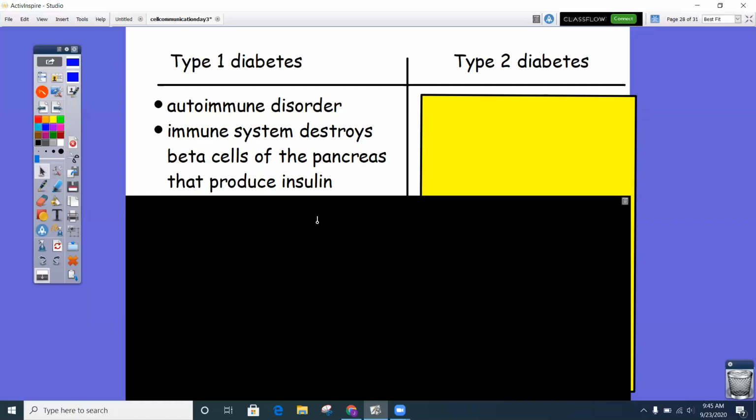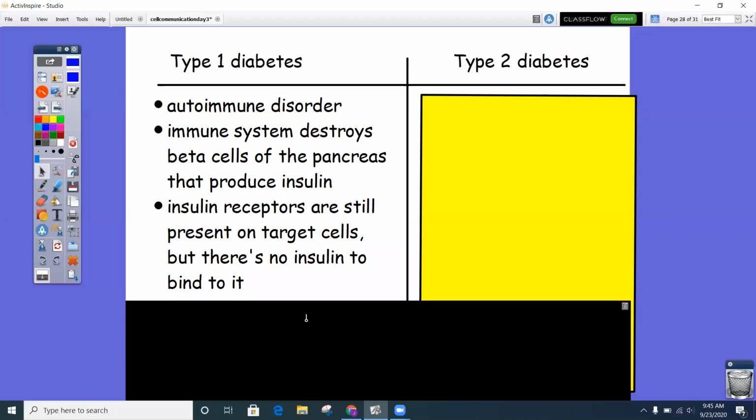This typically doesn't happen right away. That's why you're not typically diagnosed with this at birth, but it usually happens at about age 7 to 10. Okay, notice insulin receptors are still present on target cells. Okay, so the receptors are still there, but your body's not making insulin that can bind to it. Okay, so that is the problem with the cell communication. That's the big thing with this, is I want you to be able to tell me, okay, in type 1 diabetes, this is the problem with cell communication. There's receptors, but there's no insulin to bind to it.